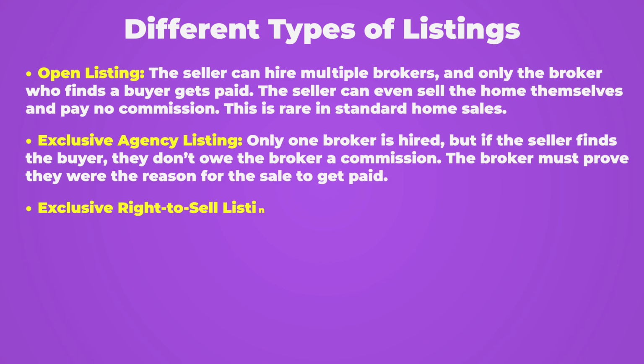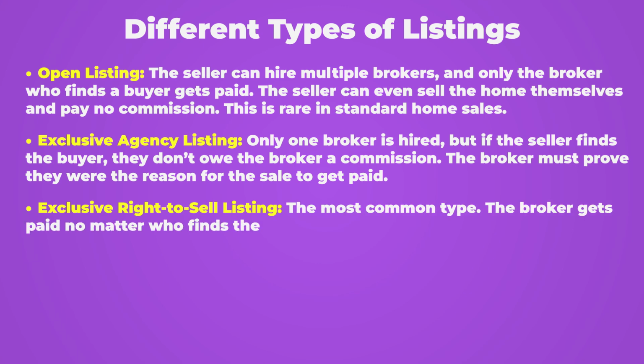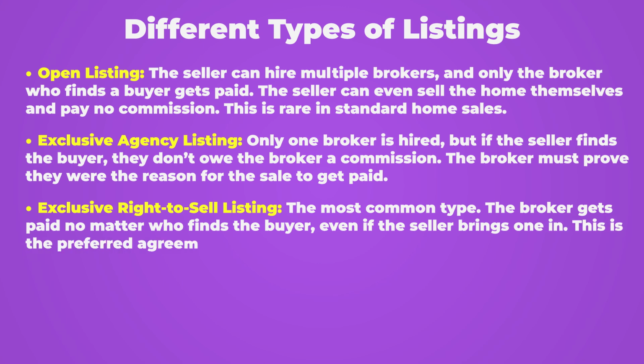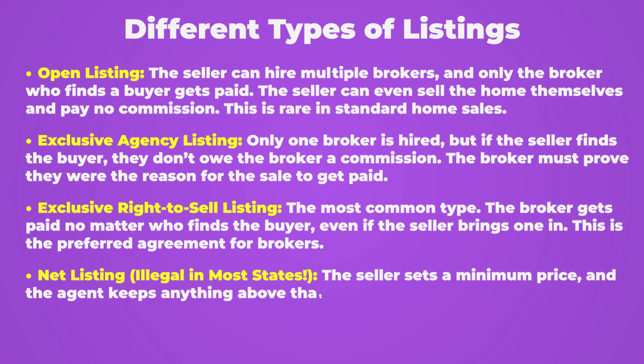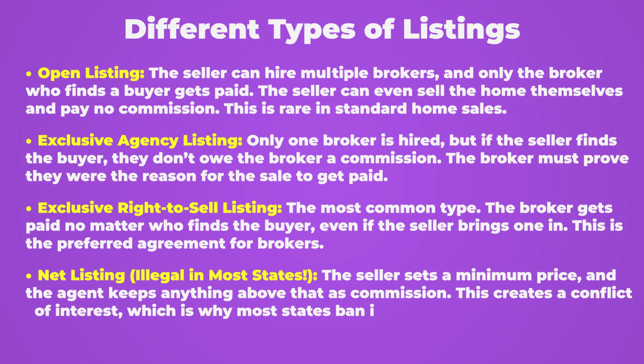Exclusive right to sell listing, the most common type. The broker gets paid no matter who finds the buyer, even if the seller brings one in. This is the preferred agreement for brokers. Net listing, illegal in most states. The seller sets a minimum price, and the agent keeps anything above that as commission. This creates a conflict of interest, which is why most states ban it.